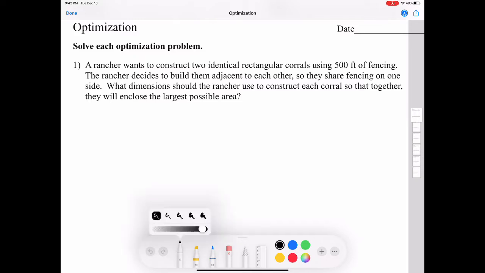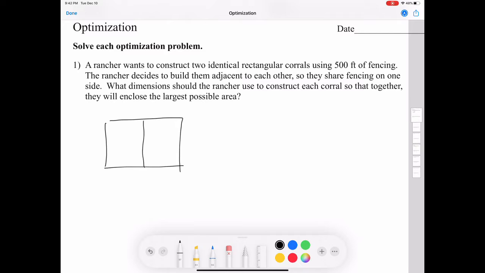Okay, let's give ourselves a quick picture here of what this might look like. So we have a corral. Two corrals are adjacent to each other, so they share a common wall. We know that we're using 500 feet of fencing, so we'll call these y, y, y, and maybe x and x, right?